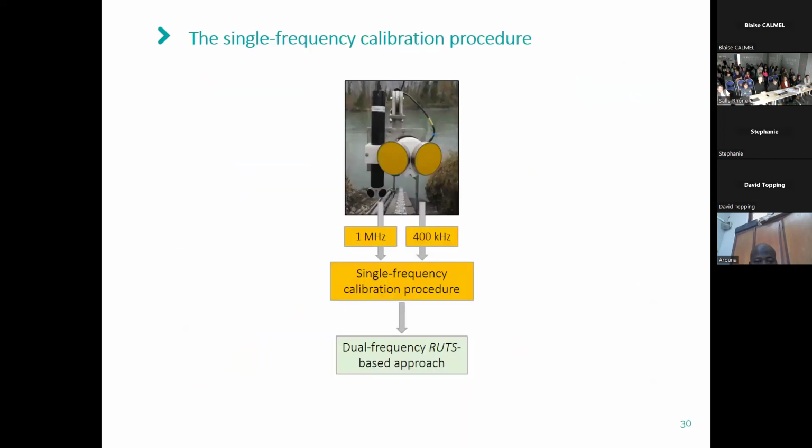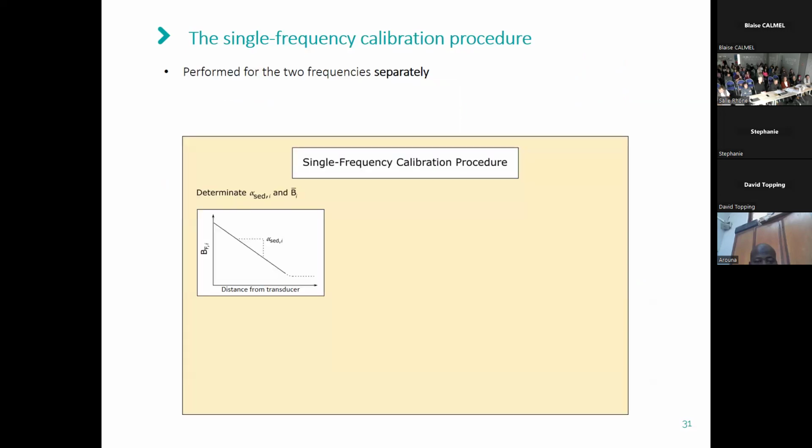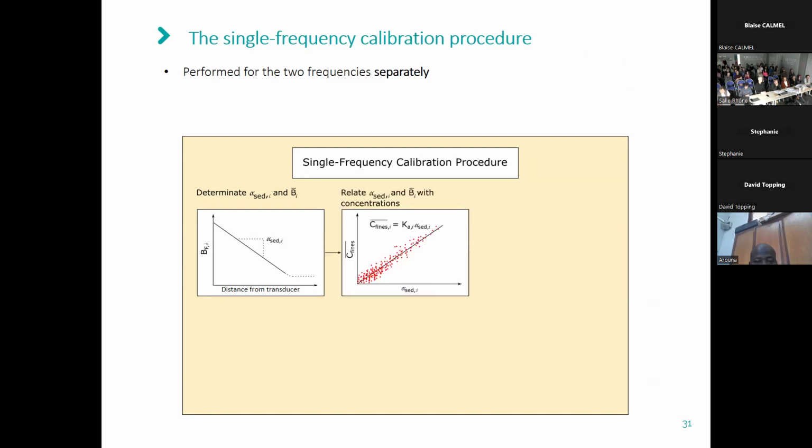So first I show you this single frequency calibration procedure. It is performed separately for each of the two frequencies present at the study site. Here we are applying linear regressions on our acoustic profiles to determine the attenuation. We're then using the attenuation to relate it with our fine sediment concentrations that we determined simultaneously with our acoustic measurements, which allows us then to determine time series of the fine sediment concentration.